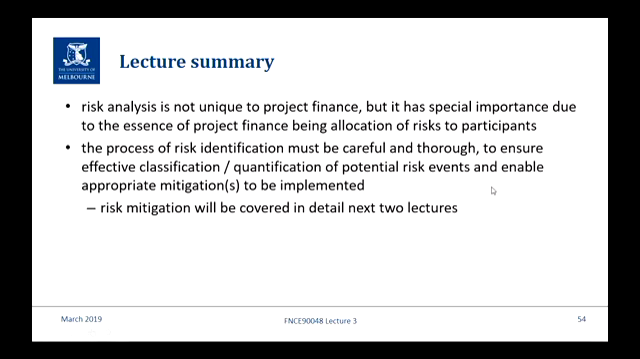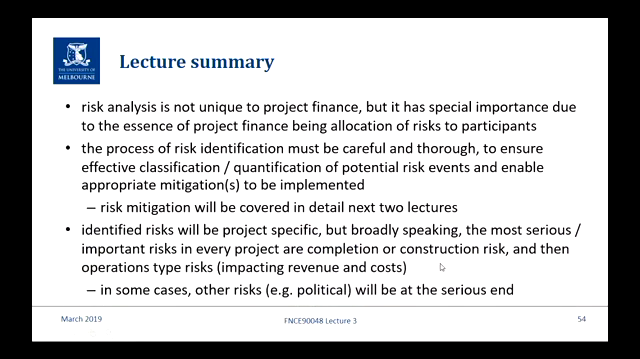The reason that we do all of this analysis is to ensure that we address and deal with, manage or mitigate the risk in the most appropriate manner. Now, identified risks will be project specific, but broadly speaking, what we find is the most important or the most serious of the risks are the completion or construction risk, which generally arises as cost overruns. And then once you get into operations, the revenue and cost risks are very important, because that's what's driving the cash flows that are going to provide the return to stakeholders.